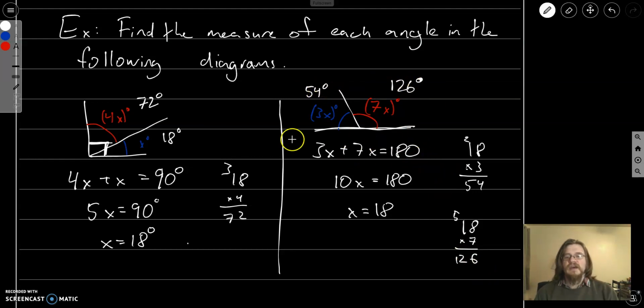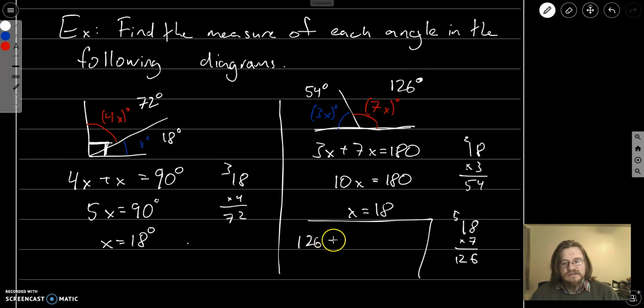Now, we've done all this work. We can actually go back through and check really quick. Let's check to make sure if I add 126 and 54, I actually do get 180 degrees, which is the angle of the straight line. So I have done my math correct. And I think I will stop here and continue this section in the next video.